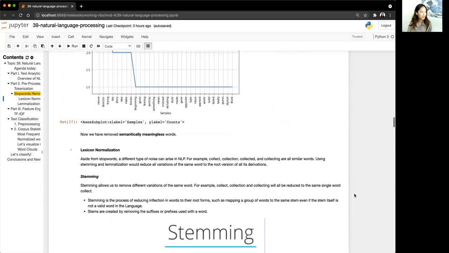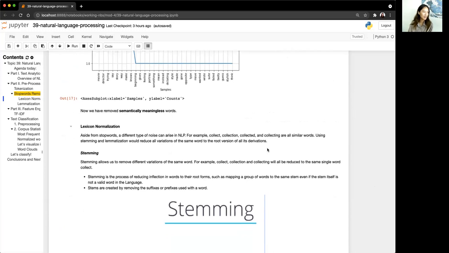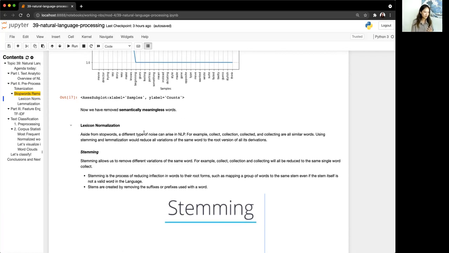Okay. So the next thing we're going to look at is lexicon normalization. Lexicon normalization is basically another method to clean up your text, again reducing redundancy as much as possible. So aside from stop words, a different type of noise can arise in NLP.